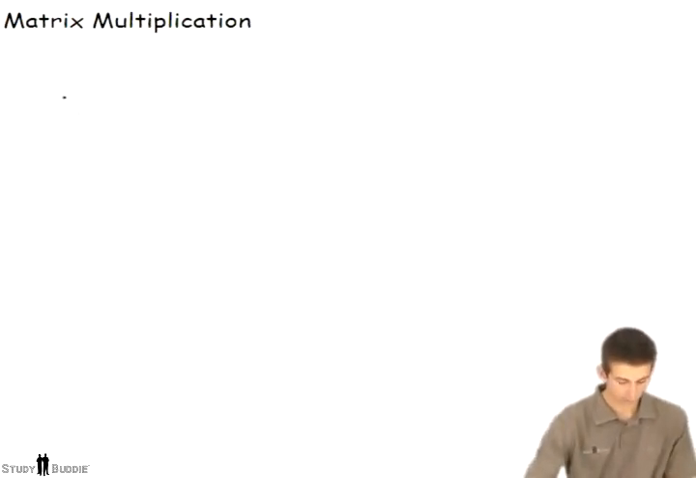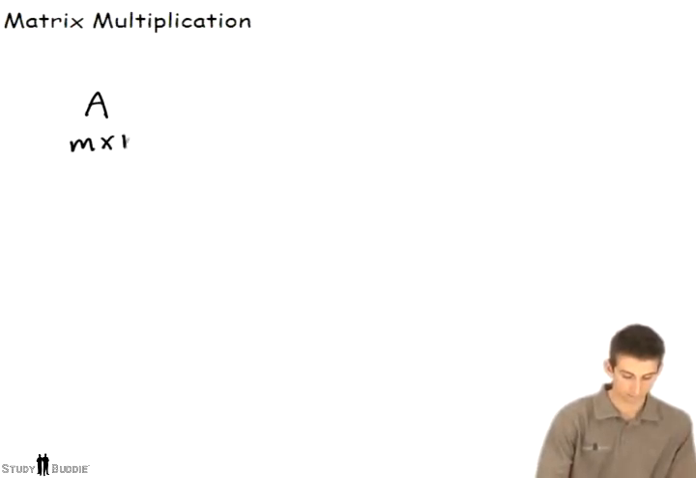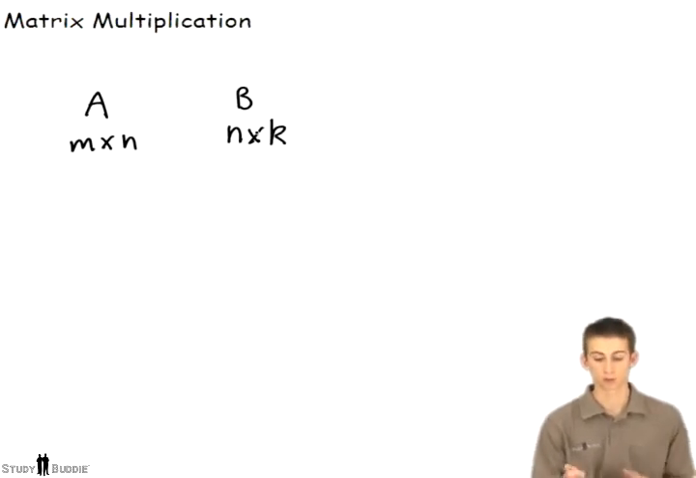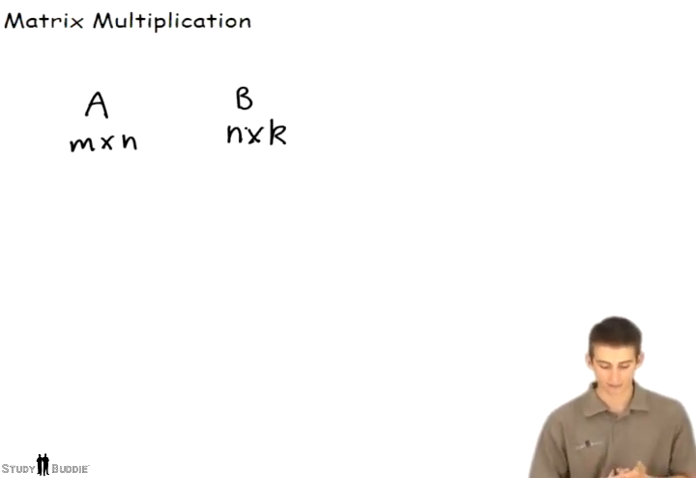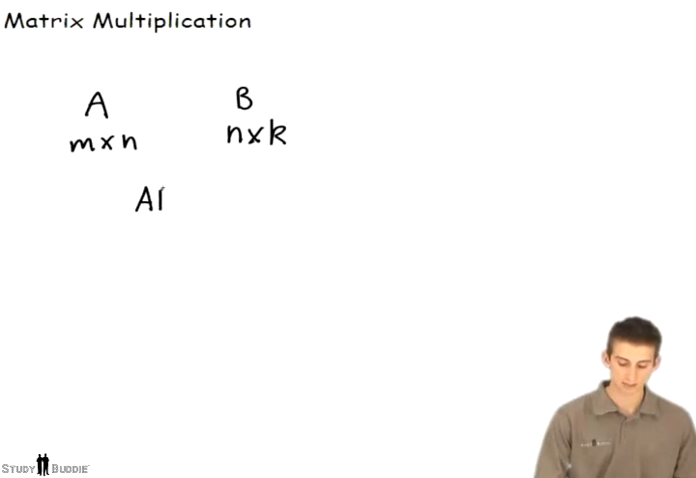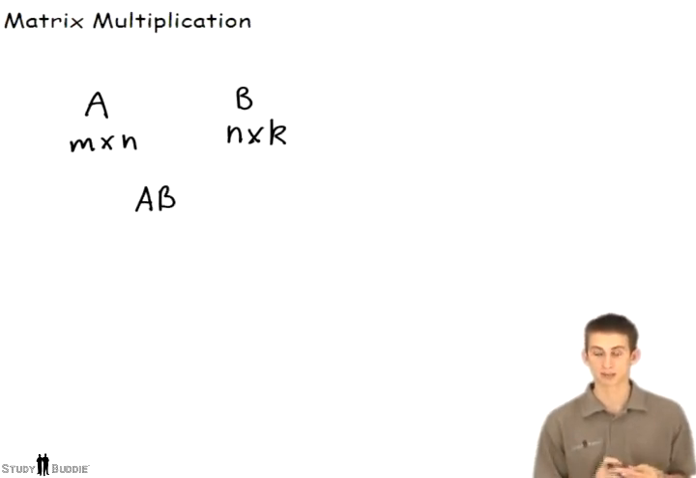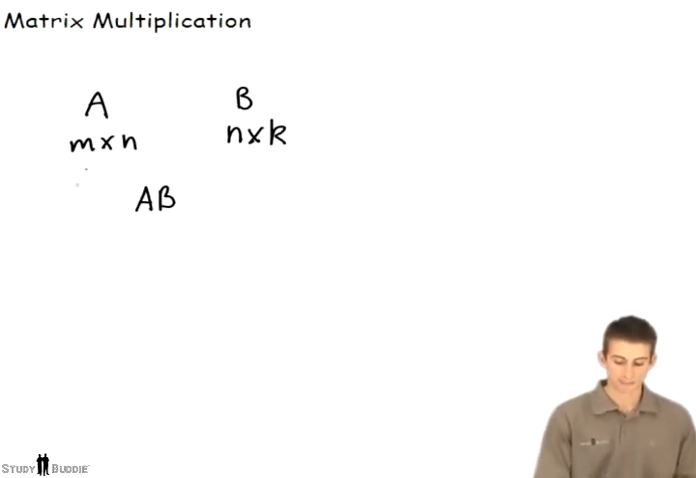For multiplication, if we had a matrix A, which was m by n, and a matrix B, which is n by k, we can only multiply these two matrices if the number of columns of matrix A is equal to the number of rows of matrix B. The resulting matrix will have the same number of rows as matrix A and the same number of columns as matrix B.